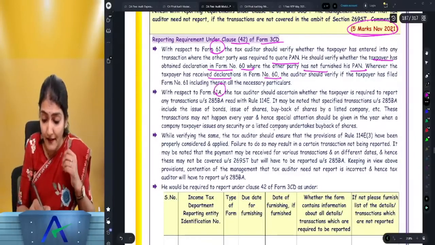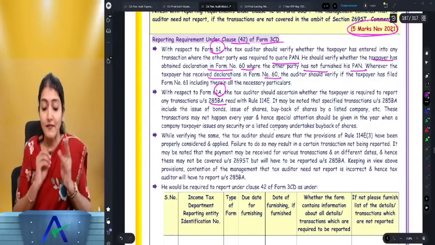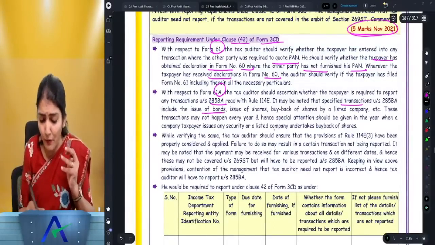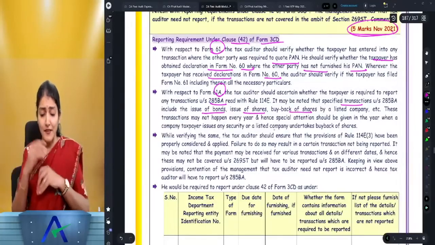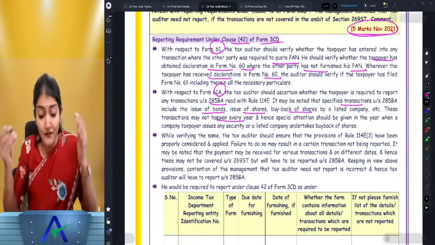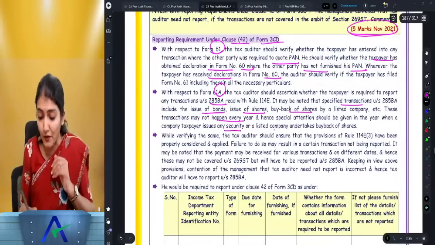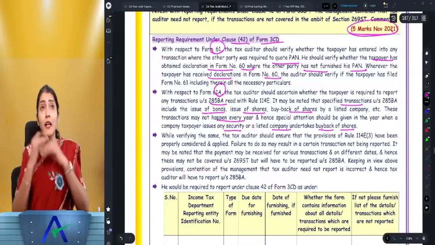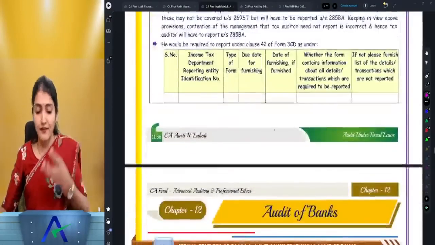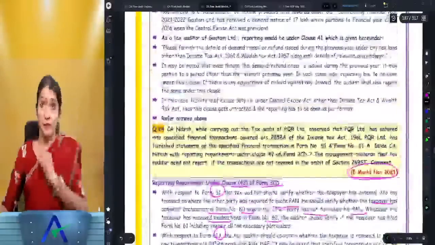And then 61A is regarding the specified financial transactions under 285BA. Specified transactions like issue of bonds, issue of shares, buyback of shares by listed company. These transactions may not happen every year, and hence attention should be given in the year when the taxpayer issues any security or a listed company undertakes any buyback of the shares, and while verifying the same, the auditor needs to verify the detail and the reporting is to be done as under. That is anyways regarding clause 42 of the form 3CD.